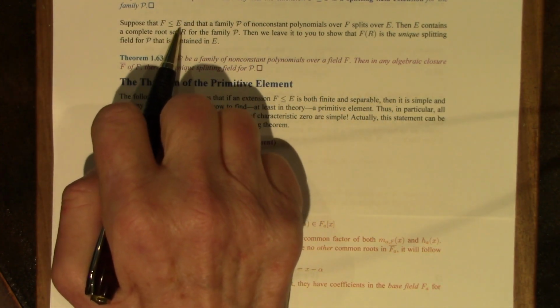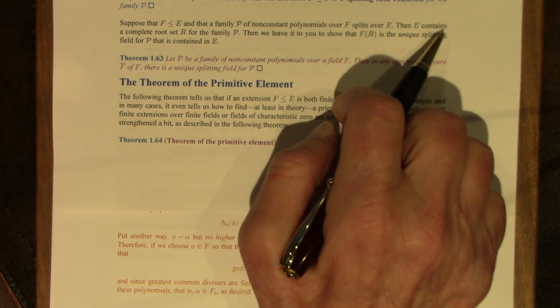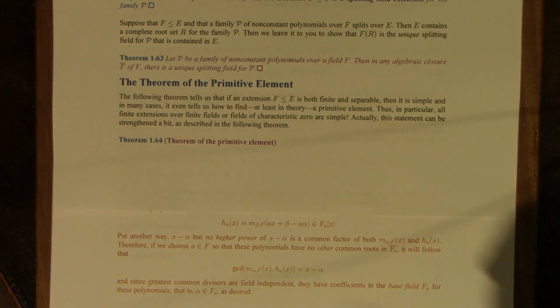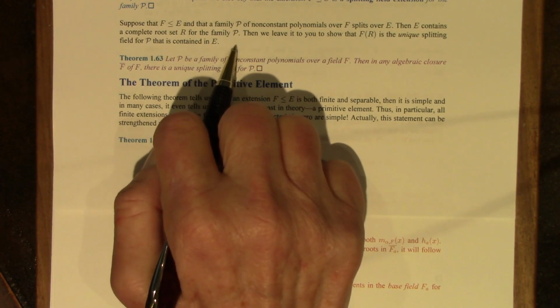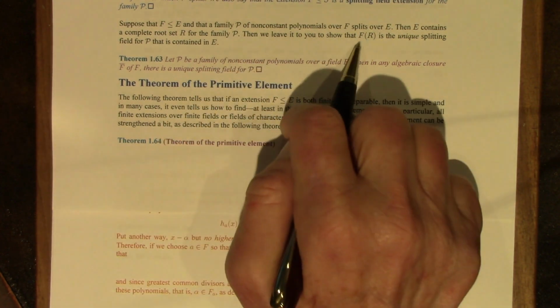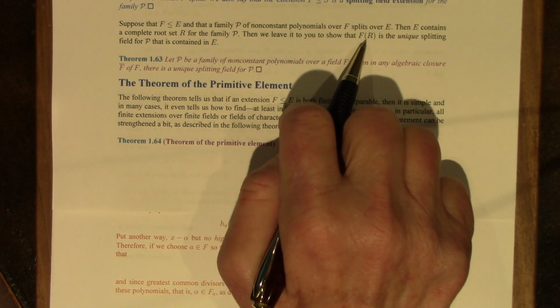Suppose that F E is a field extension, and that a family script P of non-constant polynomials splits over E. And we always know that's possible because we can take E to be an algebraic closure of F. Then E contains a complete root set, which I'll call R, for the family P. And I'm going to leave it to you to show that F with R adjoined is the unique splitting field for the family P that is contained in E.